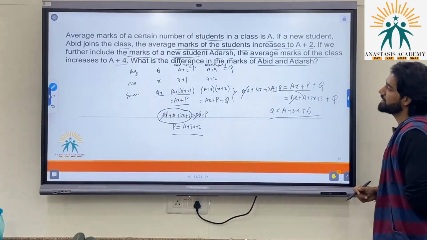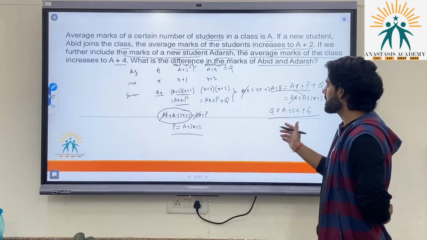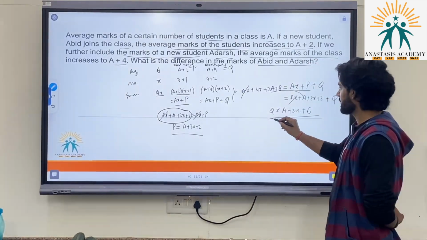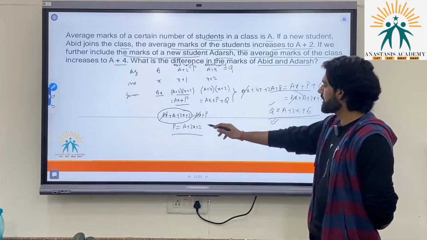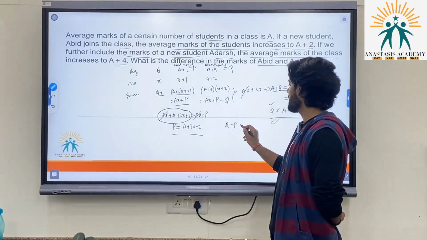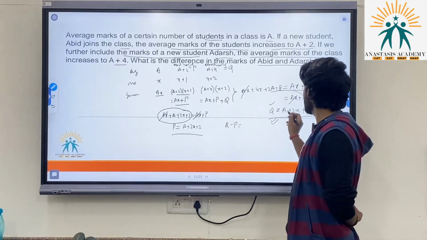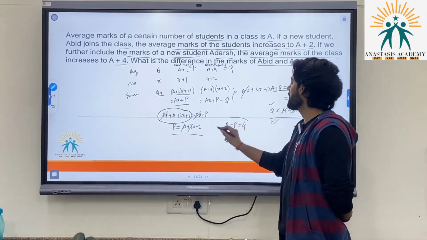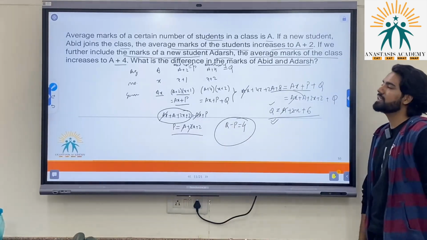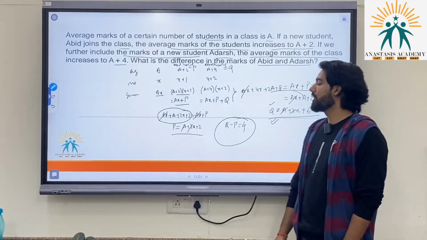Now what is being asked? What is the difference of Arvind and Adarsh marks? So from here I can see Q is more than P. So the positive difference, Q minus P, is how much? A plus 2X cancels, 6 minus 2 is 4 marks. So the difference in the marks of Arvind and Adarsh is 4 marks.